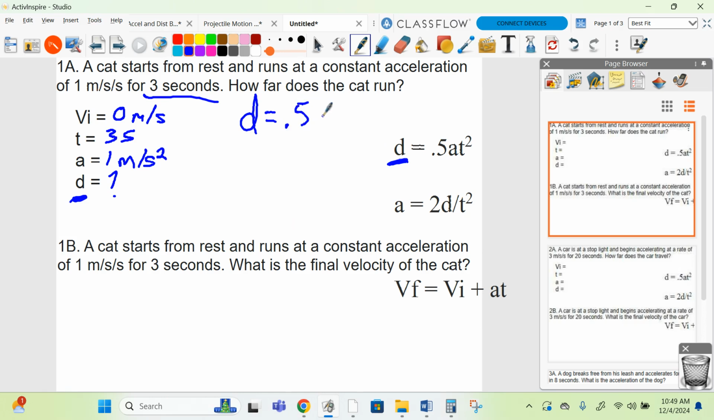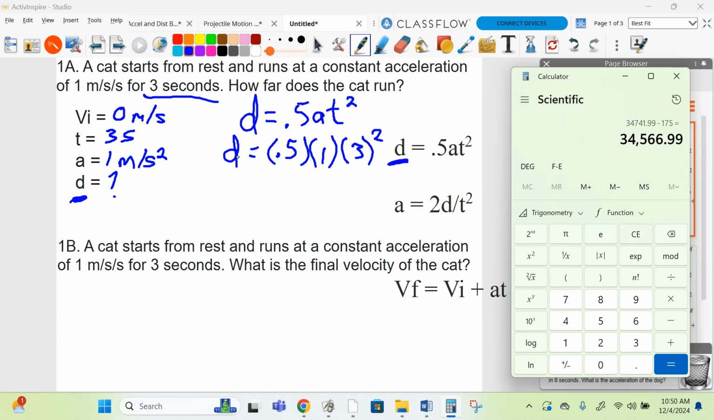That is 0.5 a t squared. That's going to give me 0.5 as I plug in my numbers. The acceleration is 1 multiplied by just the time squared. And I can type this right in a calculator just like it is.